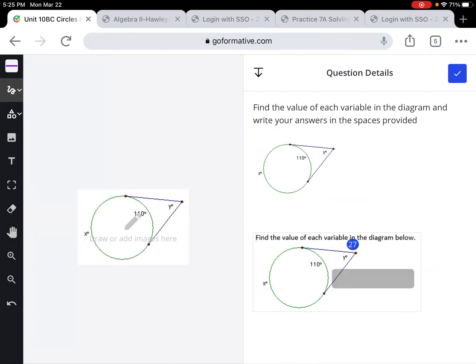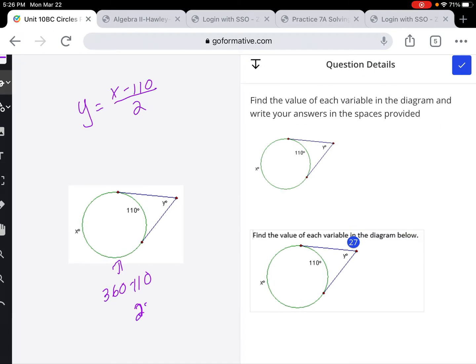This one, if an angle's out on the outside of the circle, you have to subtract and divide by 2, so I know that x minus 110 divided by 2 is equal to y. I can't solve it the way it is, but I know x is 360 minus 110, which is 250 degrees. So I know y is going to be 250 minus 110 divided by 2, which is 70 degrees.